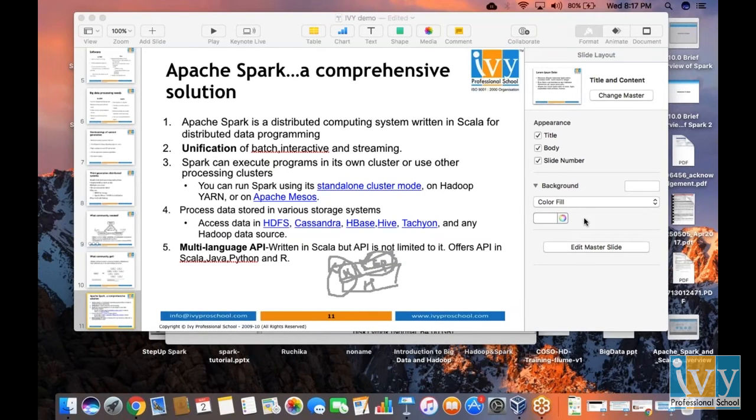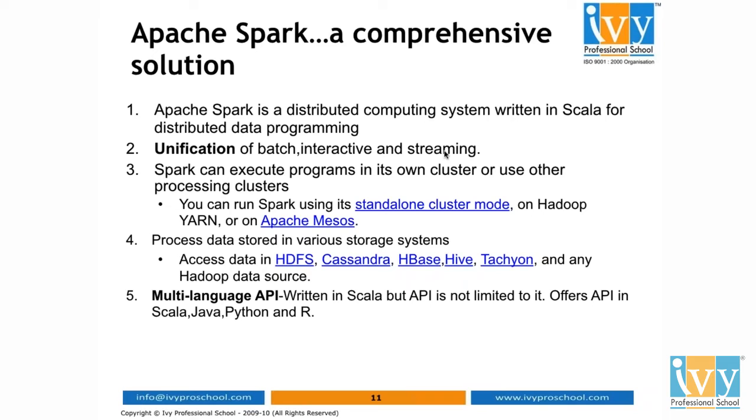One of the differences is the unification of batch, interactive and streaming. Till now, it was MapReduce's batch processing only. If I want to do interactive or real-time processing, then I have to get other solutions. For other types of analysis, I have to get Hive, Pig, Impala, all these components, to work on it. But Spark actually combines them all. I'll show you later how it does.